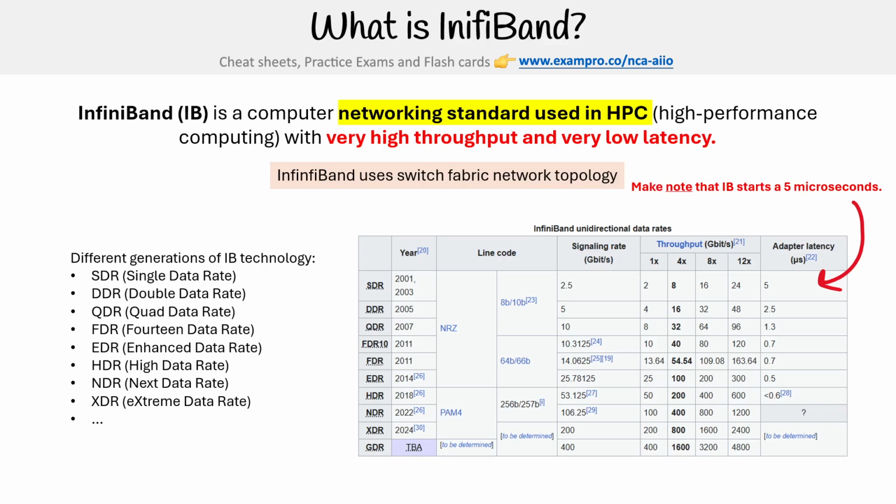Look at the right-hand side where we see adapter latency. It says, make note, I wrote that, make note, IB starts at 5 microseconds. So if you get a question that says you need to factor in latency, and they're talking about 10 microseconds, if you're using InfiniBand, even the oldest one is right away under 10 microseconds. And then we talk about HDR and NDR, look how low it is. Those are the ones we're going to be caring about, even maybe XDR, but we have under a microsecond, so half a microsecond, even less. And so we need to factor that in.